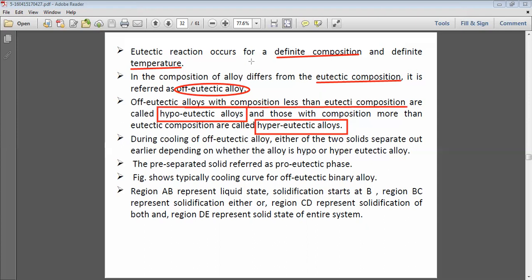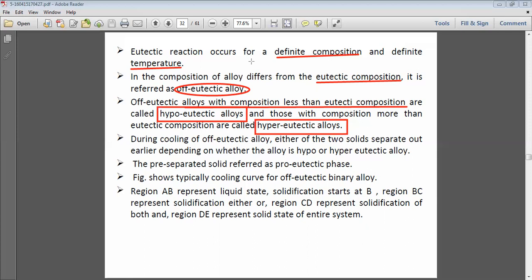So first, when the composition is different from the eutectic, it is known as an off-eutectic alloy, and off-eutectic alloys are further categorized into two categories, hypoeutectic alloy and hypereutectic alloy. The difference lies in the composition: less than the eutectic composition is hypoeutectic, and more than the eutectic composition is known as hypereutectic.